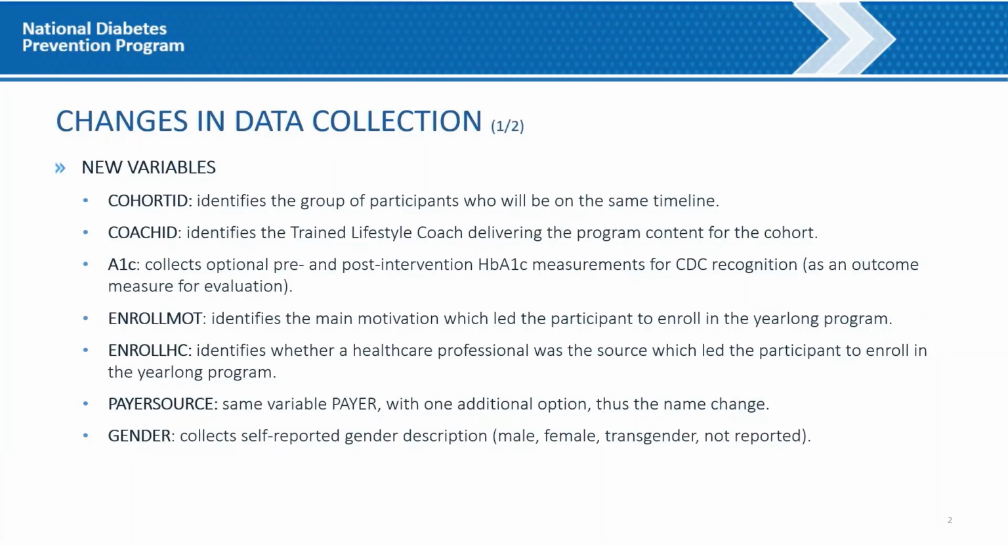Changes in data collection. The Diabetes Prevention Recognition Program, DPRP, standards and operating procedures are reviewed and revised every 3 years to ensure alignment with the latest science of type 2 diabetes prevention. The 2021 DPRP standards include changes to variables collected in the required biannual data submission. New variables added include cohort ID, COACHID, A1C, enroll MOT, enroll HC, payer source, and gender.